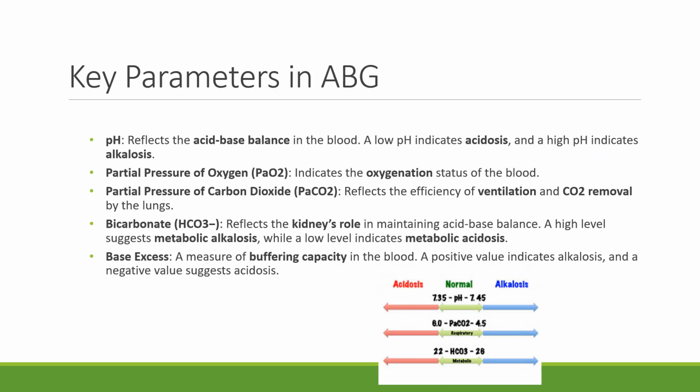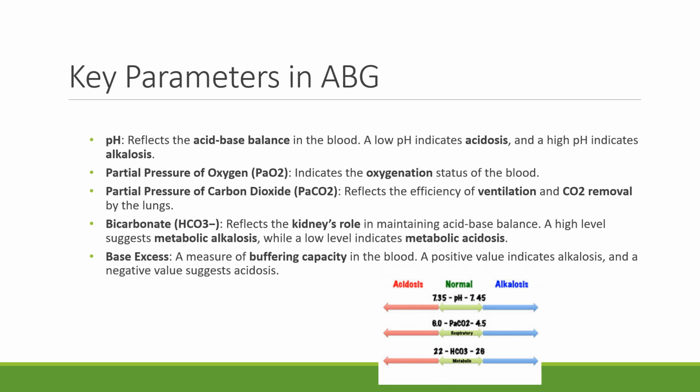Some of the key parameters in ABG are pH, which reflects the acid-base balance in blood. A low pH indicates acidosis, and a high pH indicates alkalosis. Partial pressure of oxygen, or PaO2, indicates the oxygenation status of the blood. Partial pressure of carbon dioxide, or PaCO2, reflects the efficiency of ventilation and CO2 removal by the lungs.